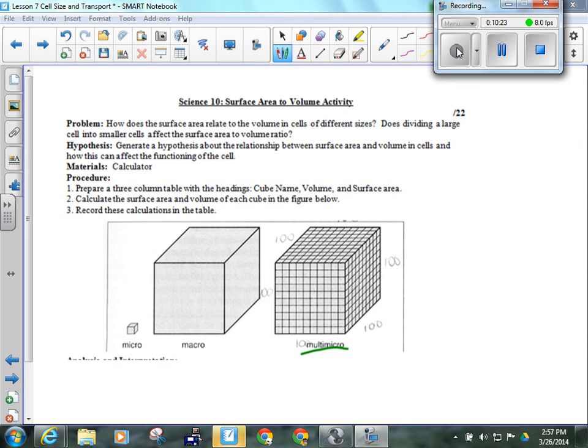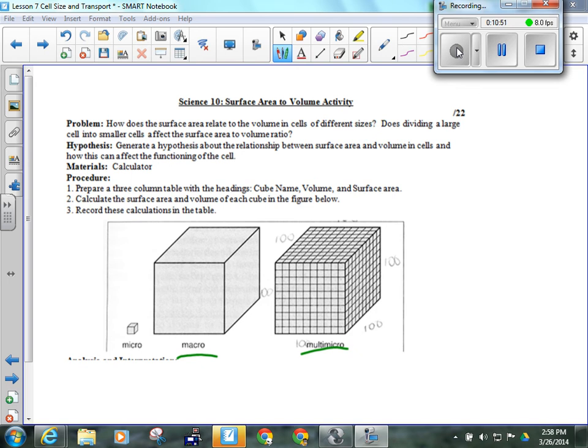Does that allow you to get big without having to deal with the problem that macro is probably going to encounter? Is your surface area to volume ratio going to stay good if you're multicellular versus single-celled and really big? Okay, Cam, question? No. Once you get to macro, the surface area to volume ratio is going to get blown out of the water. It's just not going to work.